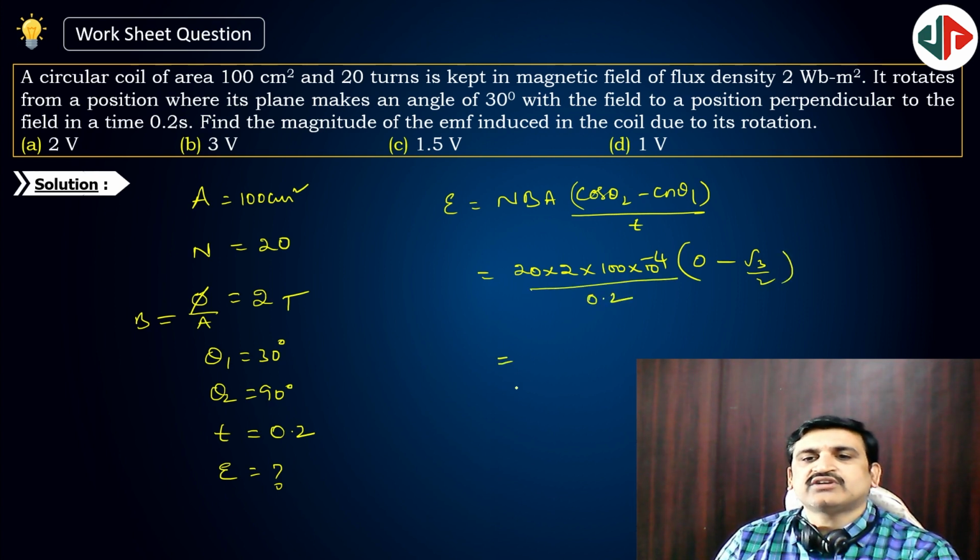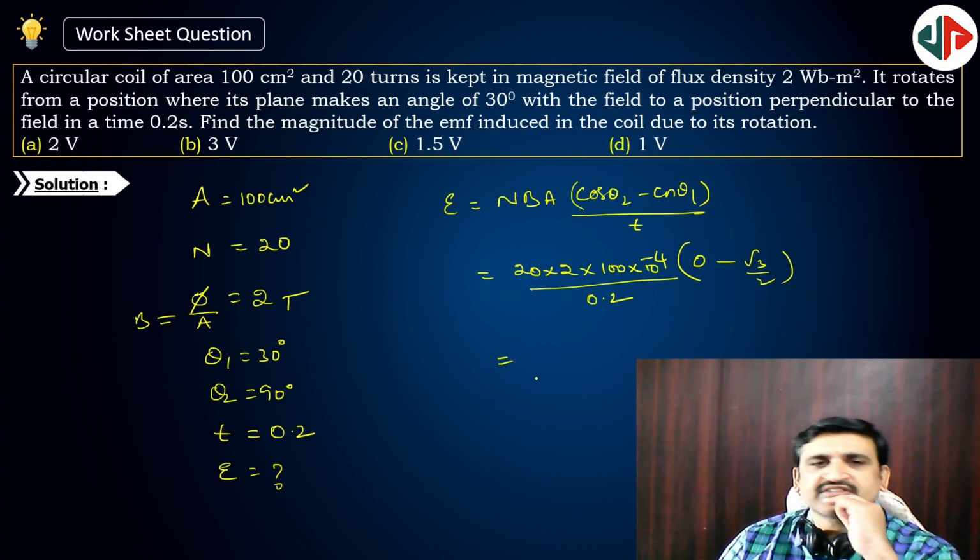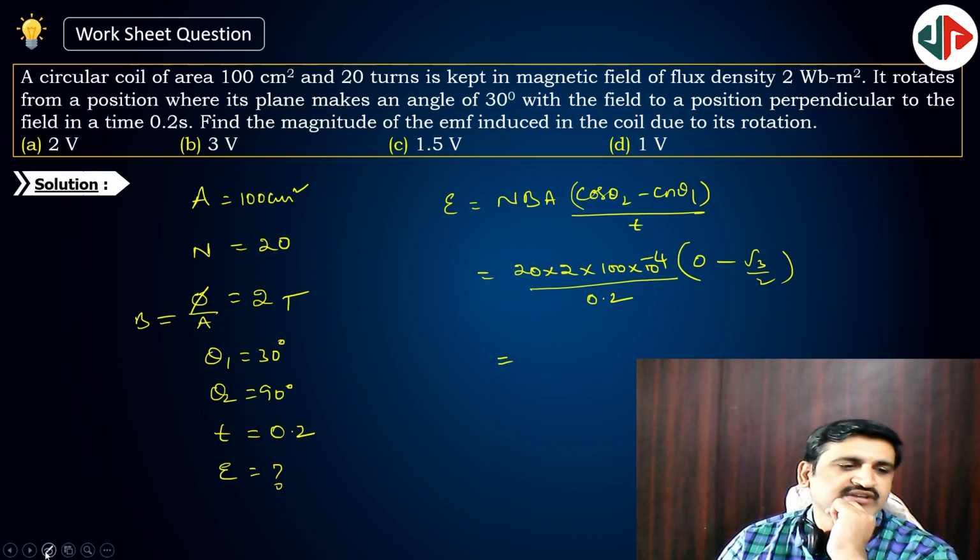It rotates 20 turns, and it rotates from a position where the plane makes an angle 30 degrees with the field. The plane makes an angle 30 degrees with the field, not the normal. So this angle is with the normal, and that's why I checked here. If the plane makes an angle, then obviously we have to take cos 90 minus cos 30.